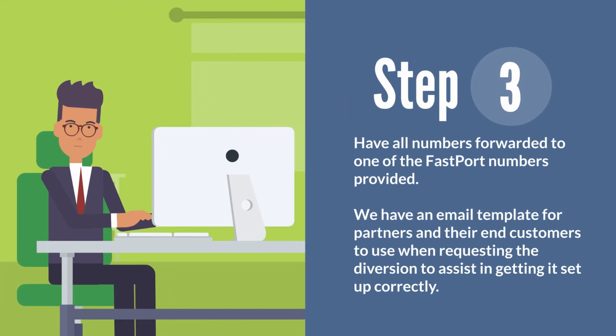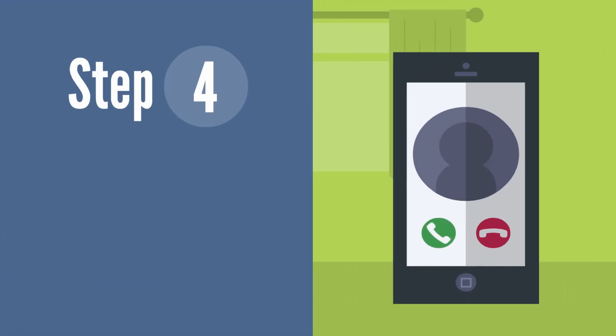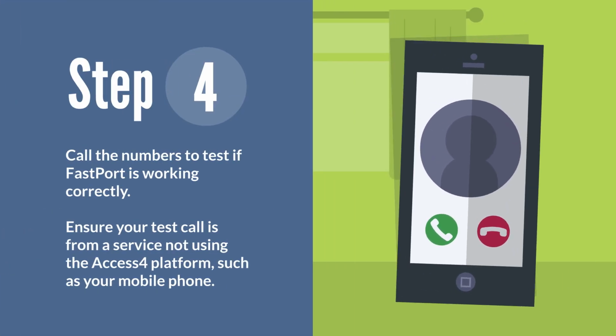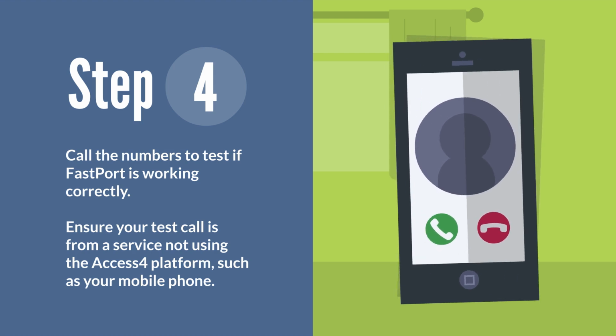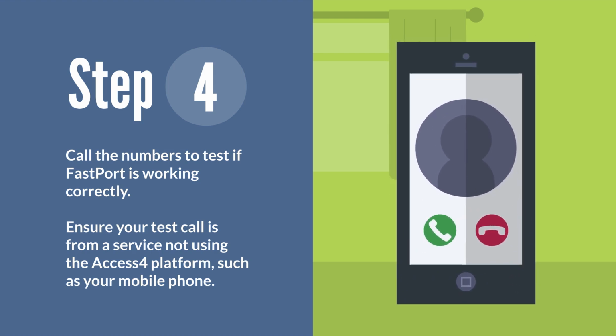Step 3. Have all numbers forwarded to one of the FastPort numbers provided. We have an email template for partners and their end customers to use when requesting the diversion to assist in getting it set up correctly. Step 4. Call the numbers to test if FastPort is working correctly. Ensure your test call is from a service not using the Access4 platform, such as your mobile phone.